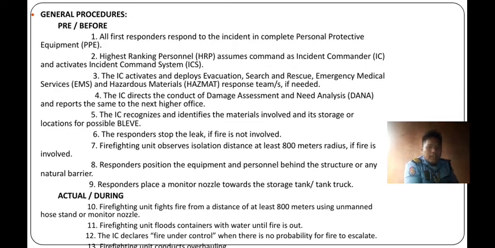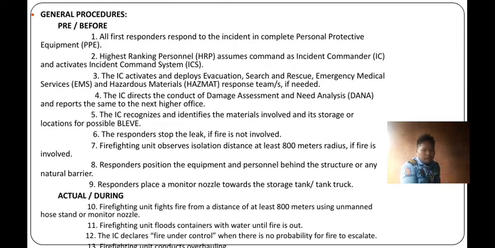Number 5, the IC identifies the materials involved and its storage or location for possible bleed. Six, the responders stop the leak if fire is not involved. Seven, the firefighting unit observes an isolation distance of at least 800 meters radius if fire is involved. Responders position the equipment and personnel behind the structure or any natural barrier. Responders place a monitor nozzle towards the storage tank truck.